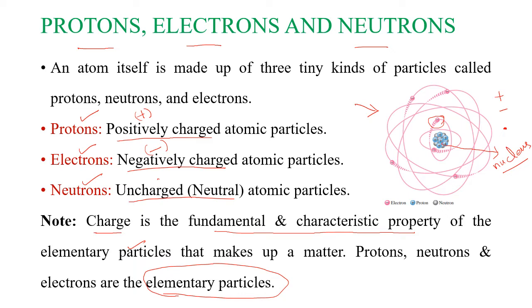Orbiting means revolving around in a concentric path. So the electrons are revolving around the nucleus. This is the atomic structure, and this is Bohr's model of atomic structure.